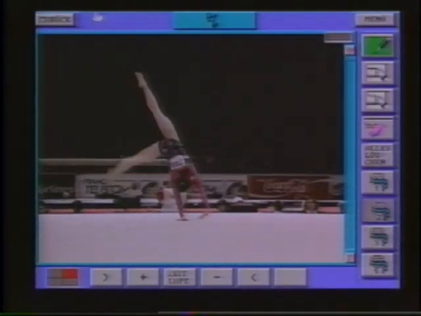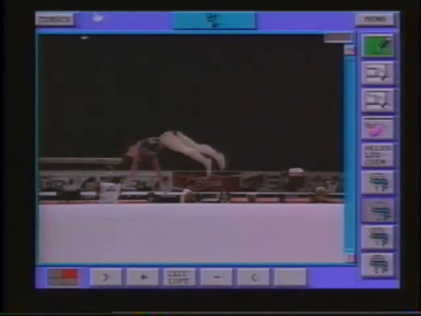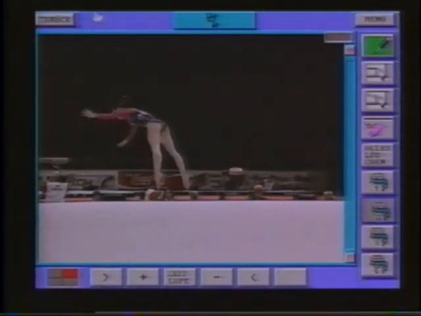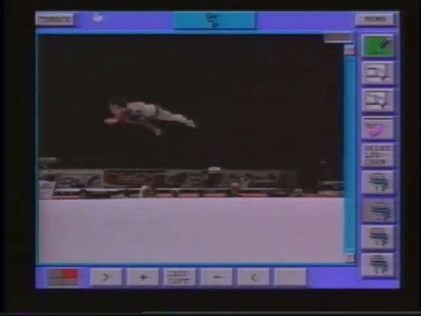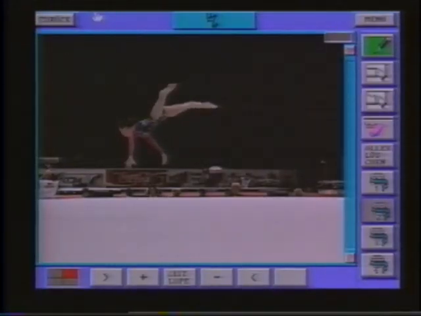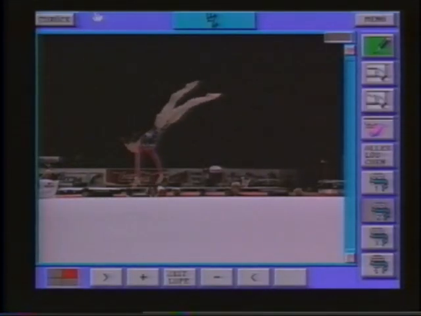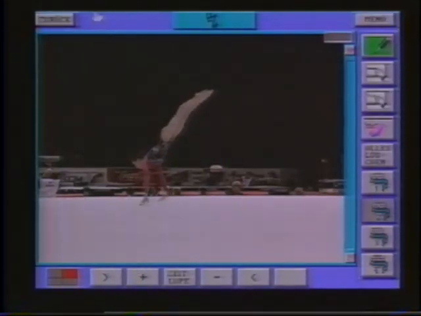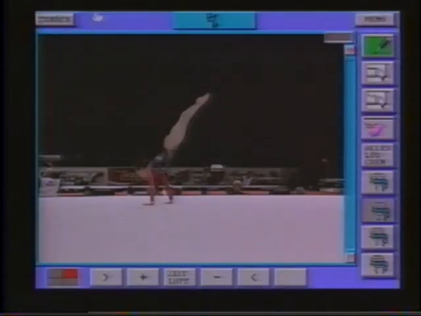Examples of faults. Horizontal position in space is not held. Kip down, forward, downward to roll down on the chest. Devaluation from C to B. No technical deduction.